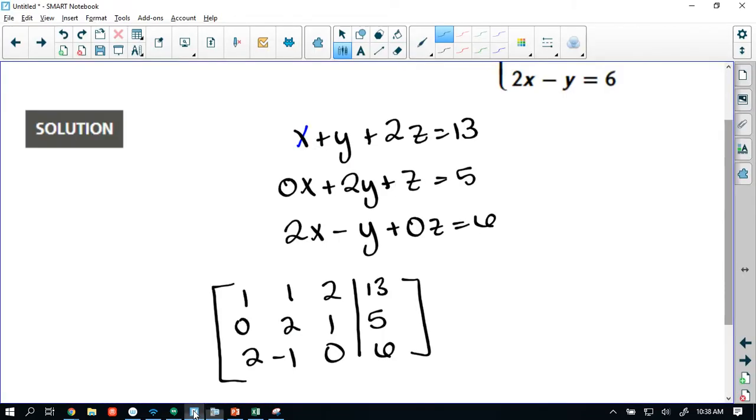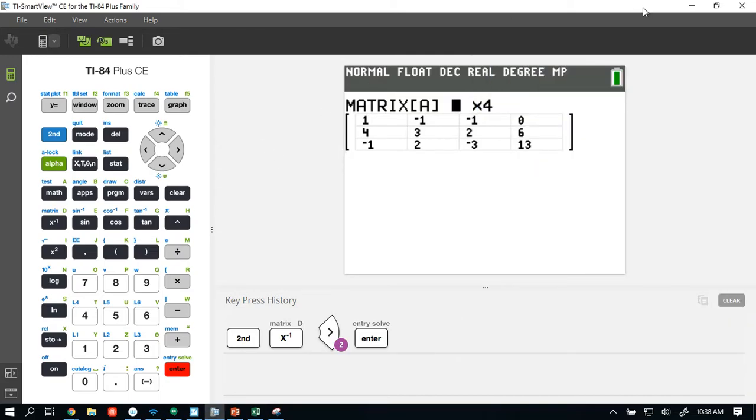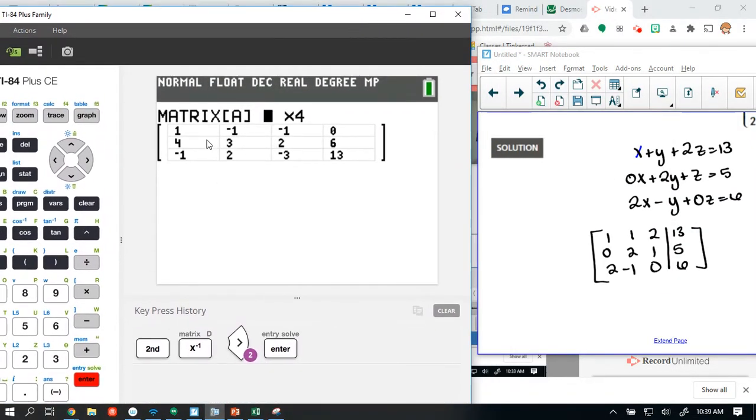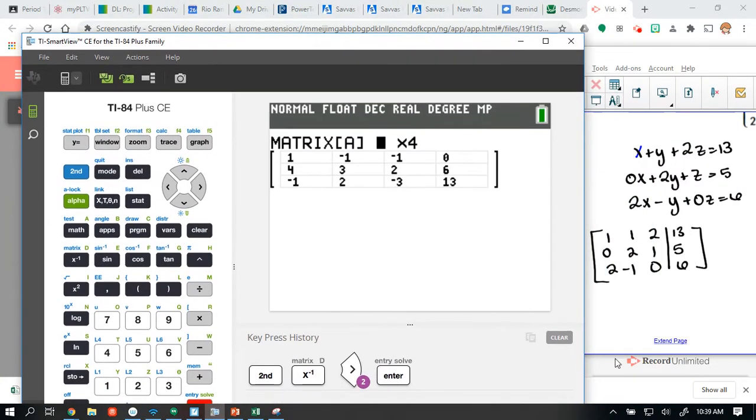And I know that this is a 3 by 4 matrix because, again, we have 3 variables that we have to solve. So that's the 3 here. And then our columns are always the amount of variables plus 1. So we have 4 columns. And now, even though I have a matrix in here already, I can still put in this matrix. So I'm going to go down, down, and there we go.